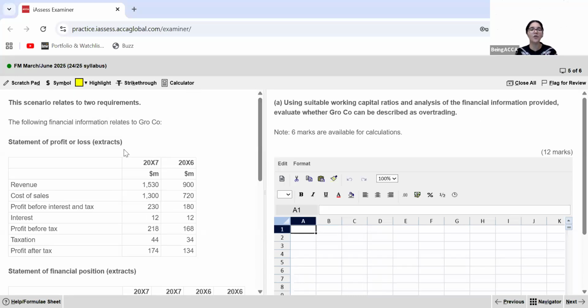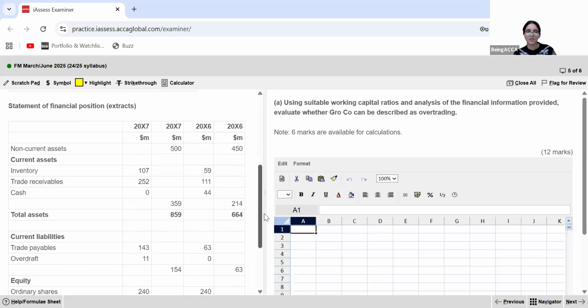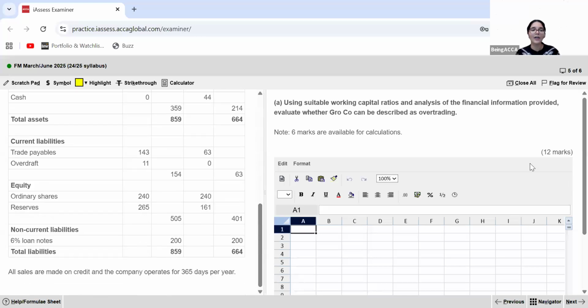Now let's have a look at the scenario. The scenario tells the following financial information relates to Grow company. The extract of the statement of profit or loss is given to us, and then the statement of financial position extract is given. All sales are made on credit. That means we are allowing credit to each and every one. We do not do any cash sales. And we are operating for 365 days every year. So that is what I'm supposed to take as the number of days in each year.